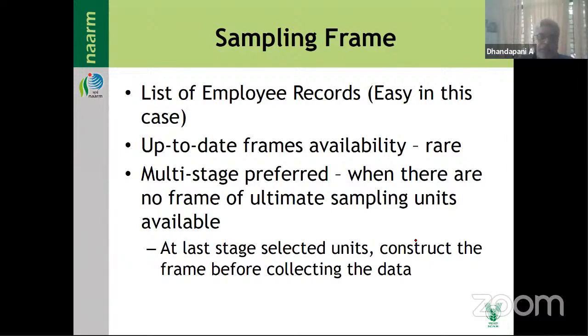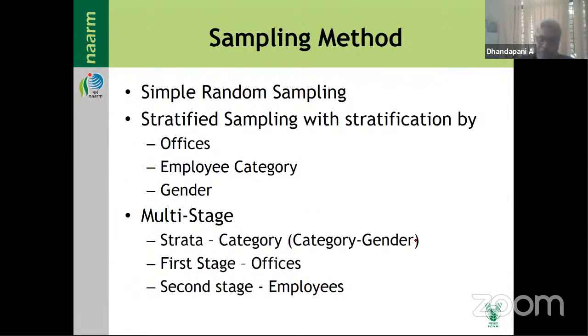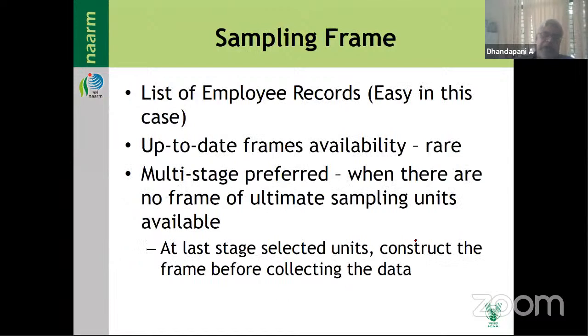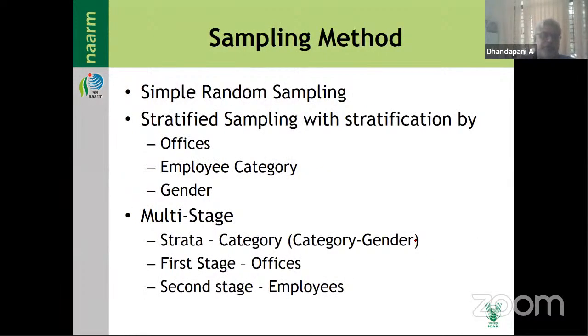At the last stage only, you need the frame, so that you can go on to the selected unit, say a village or anything. Then you start building up your frame before you select the last-stage unit. So this is how we need to go. And in this case, it is very, very simple, because you can get the list of employee records from the administration, or administrative records. So there is no issue. But in other regular surveys, you will have that problem.